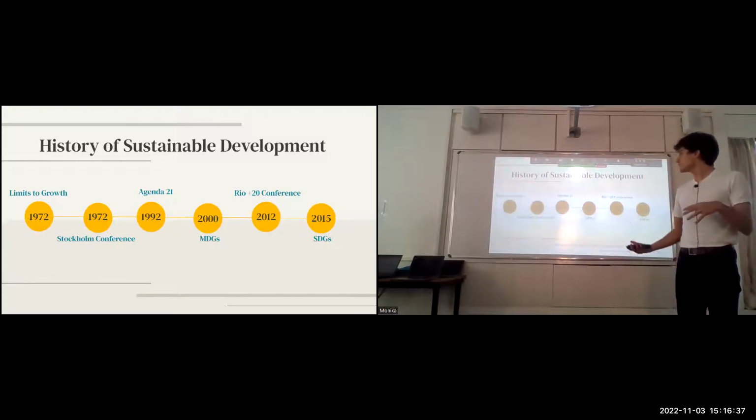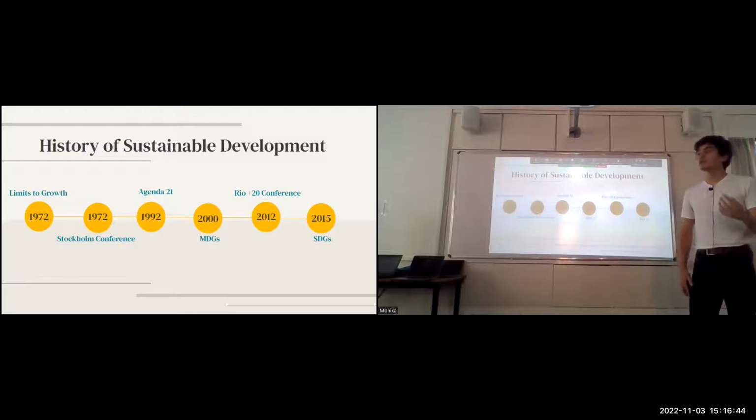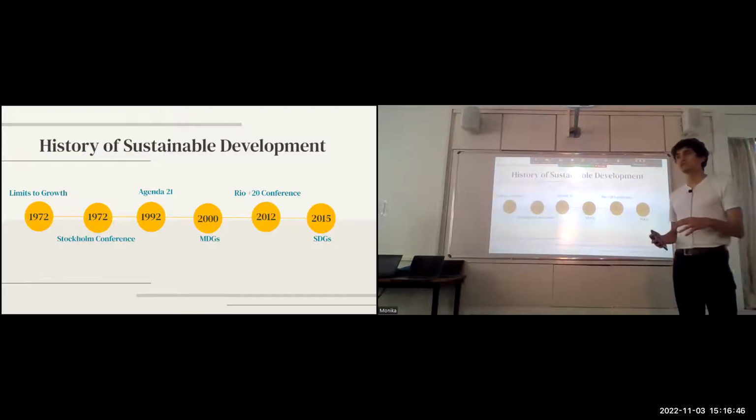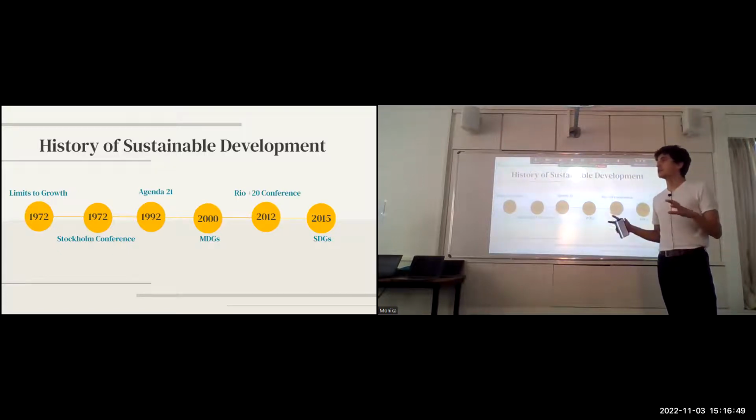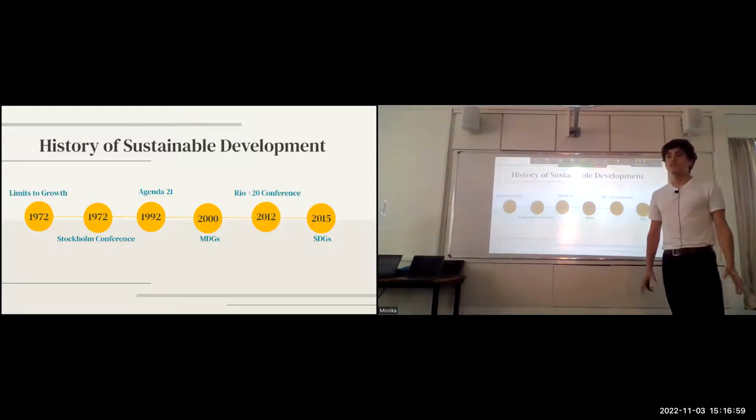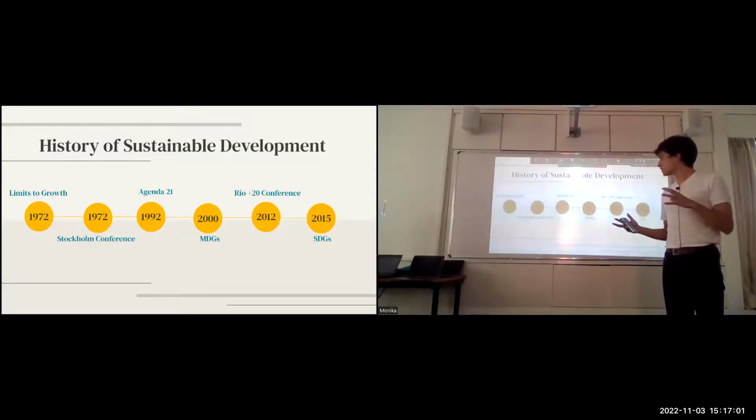Following this event, we can see the Rio Earth Summit, where Agenda 21 was created. At the Rio Earth Summit, it was the first time that sustainable development was seen as a global priority. 178 nations created Agenda 21, where they focused mainly on the environmental aspect of development. And they decided that they were going to meet 20 years later to discuss how the progress was going and where they were standing.